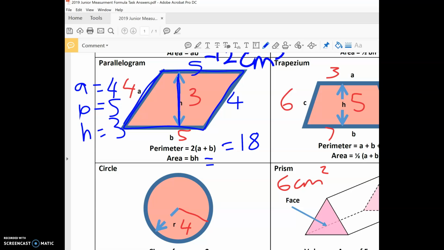The area is base times height. It's the B times the height. So base is 5, height is 3. So that's 15. So the next one, I just have to move this across a bit.